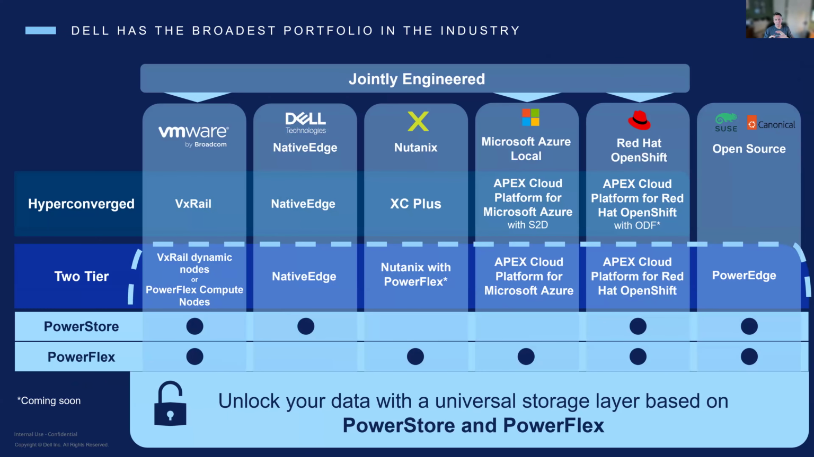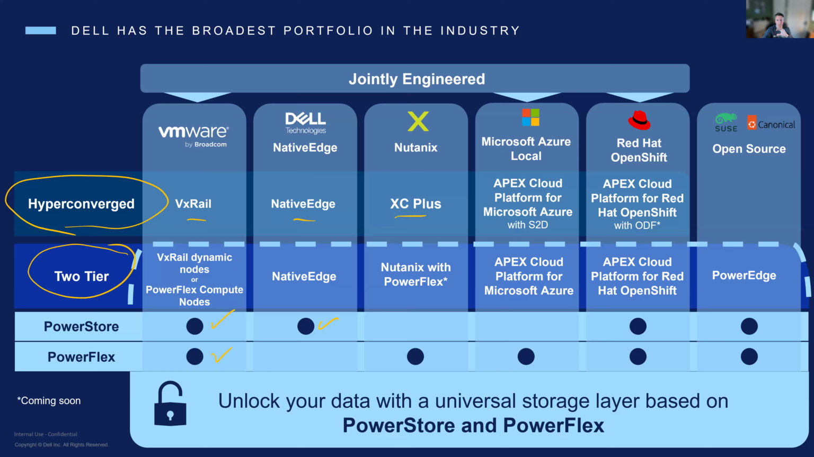So this slide is really just a matrix, essentially. It's showing you that the solutions that we have, whether it be VxRail, Native Edge, Nutanix, the cloud platforms, can be delivered in a hyperconverged flavor, or it can be delivered in a two-tier disaggregated flavor as well, right? Now, in terms of the two-tier, this down here is showing you that with VMware, we can connect that to PowerStore and PowerFlex. Native Edge can connect back to PowerStore and so on, right?